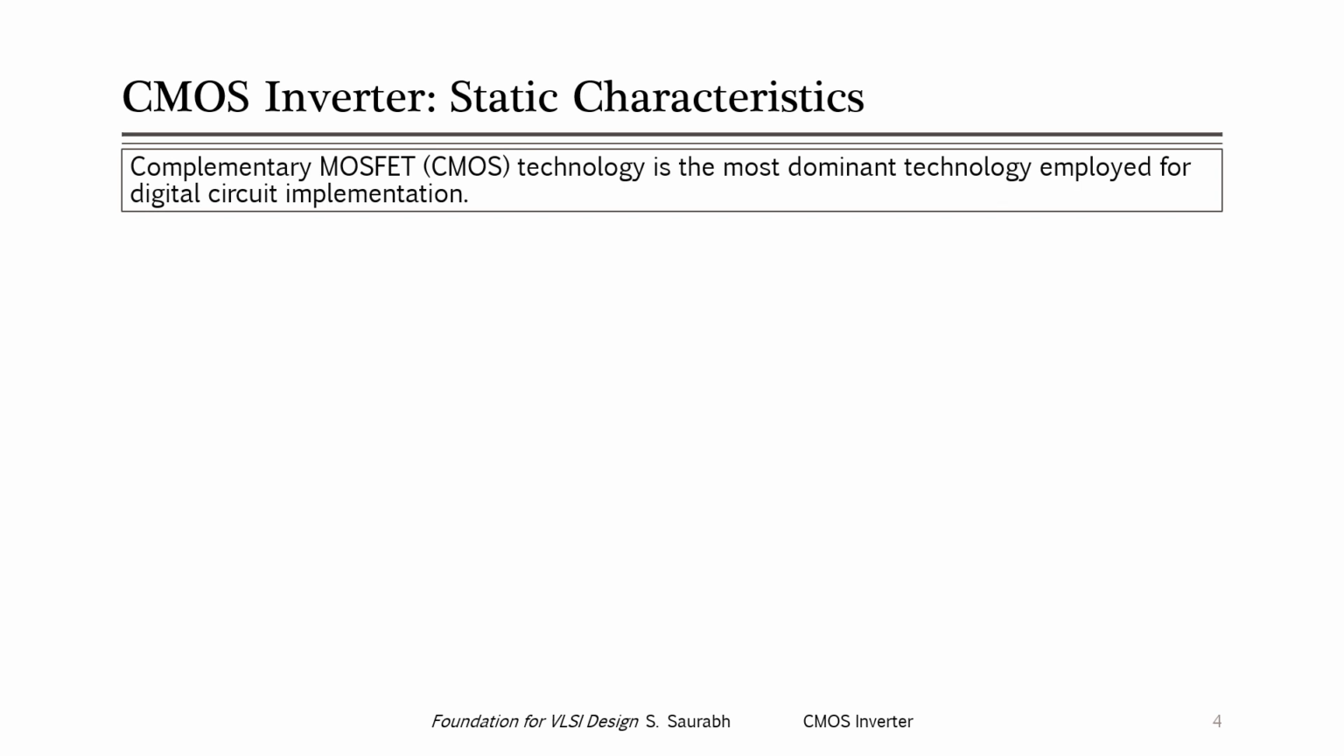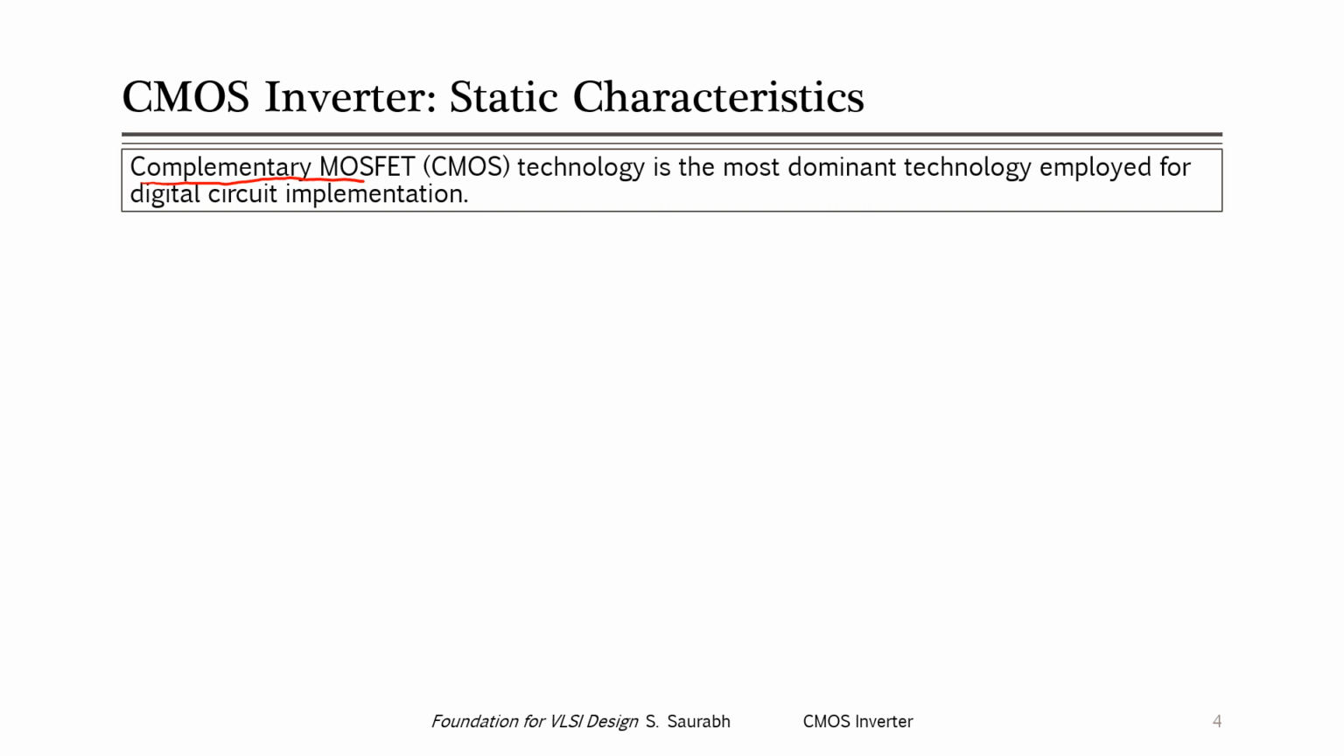CMOS technology, or complementary MOSFET technology, is the most dominant technology employed for digital circuit implementation. And why is CMOS technology so popular? The most important reason is that the gates implemented in CMOS technology draw almost zero power under static condition, right? And this is a very big advantage of CMOS technology.